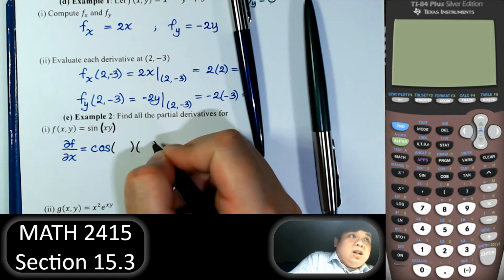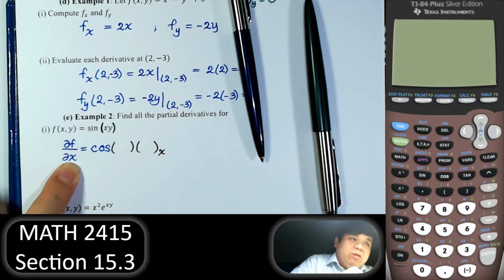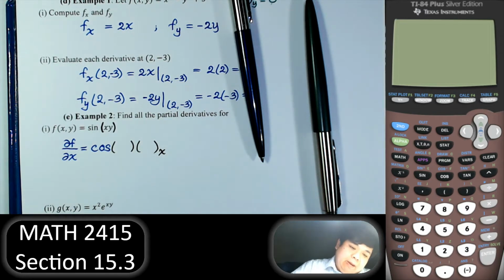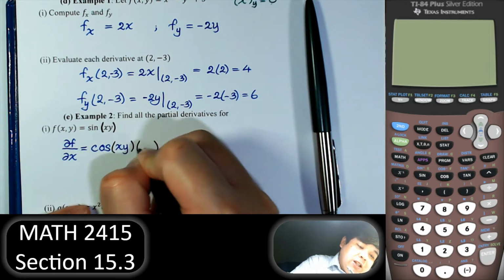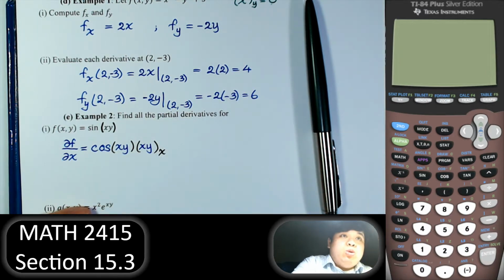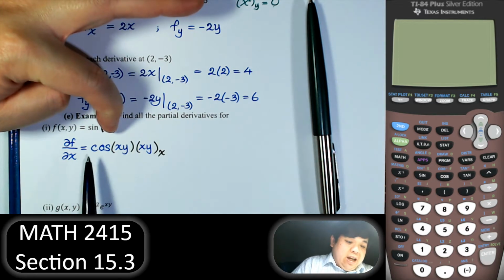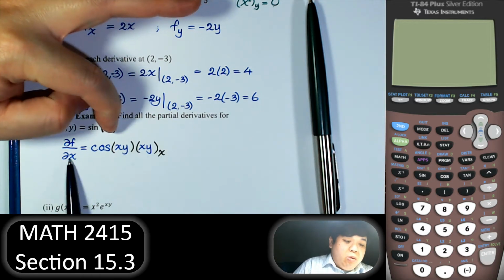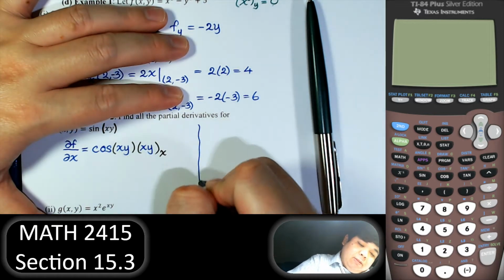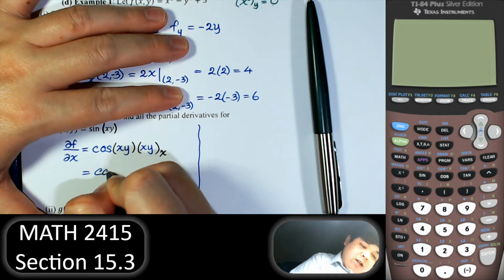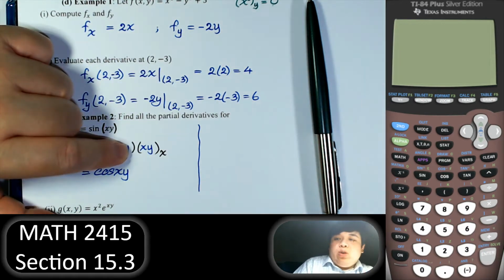This is the derivative with respect to x, so we're going to take the derivative with respect to x. Inside the parentheses is xy. Yeah, so that is the chain rule. Just ignore what's inside the parentheses, take the derivative, and then take the derivative of the parentheses with respect to x. It's still cosine of xy. Now, what is the derivative of xy with respect to x?